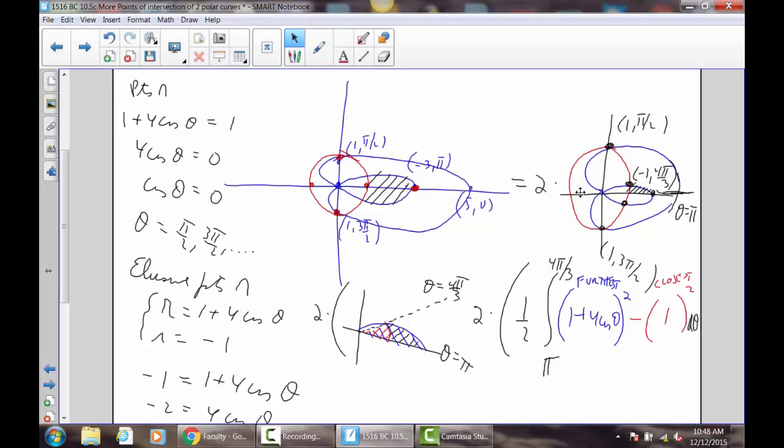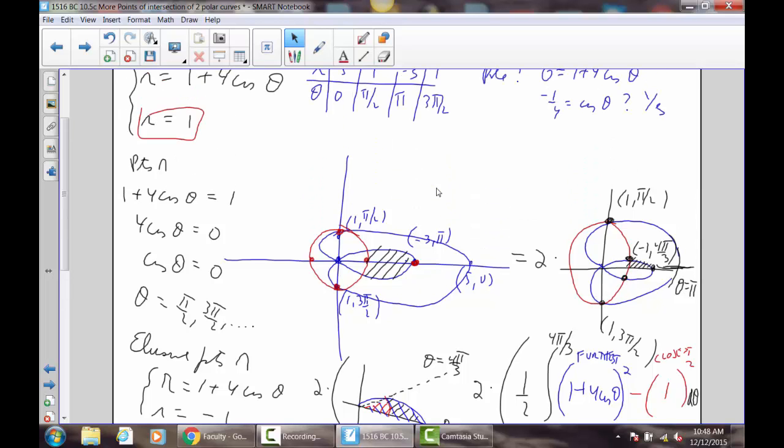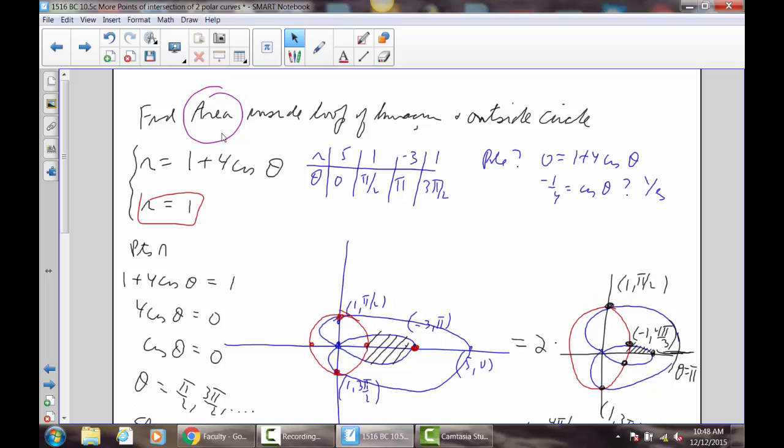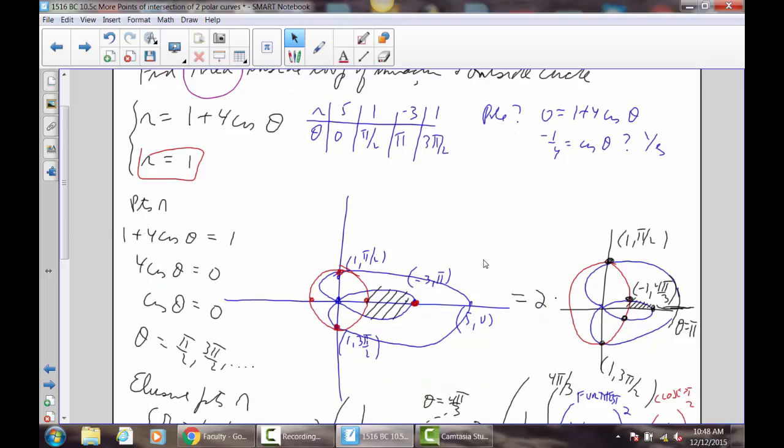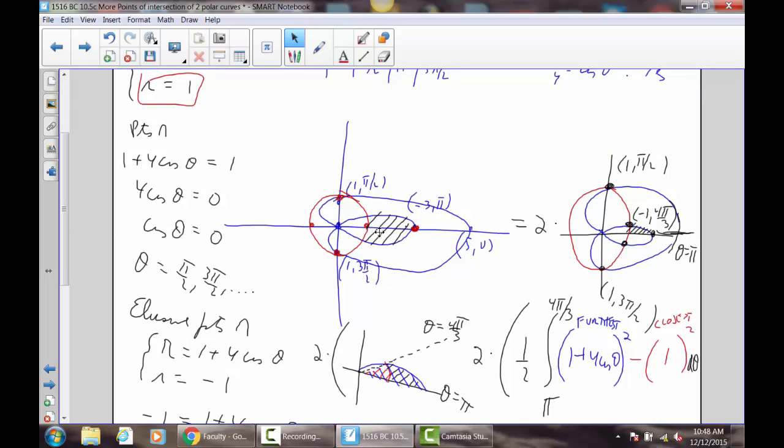Now that's negative 1, comma, 2 pi over 3, and negative 1, comma, 4 pi over 3. Okay, so that would be that point there. Now, remember what we're looking for: the area inside the limacon, outside the circle. This is the only region that's inside the limacon, outside the circle. It's not very clear. I know you might think it also involves that area, but it does not. To be clear, I'll probably shade it for you.